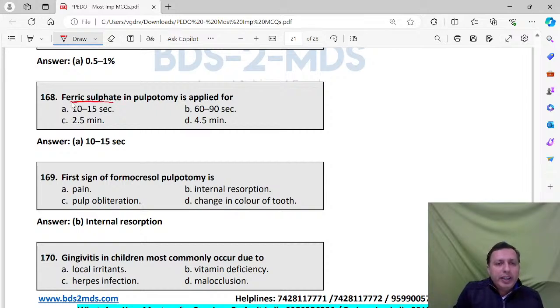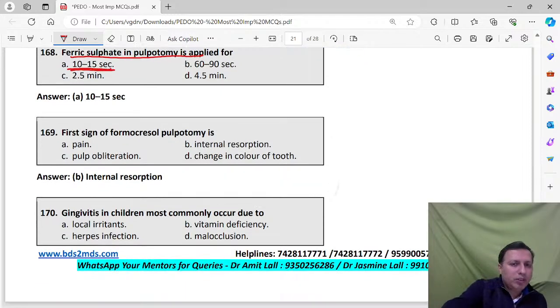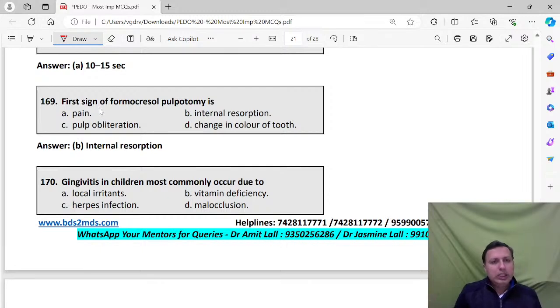Now, ferric sulfate in pulpotomy is applied for how many seconds? We have already discussed in the lecture. It is applied for a duration of 10 to 15 seconds. Now, the first sign of failure of formocresol pulpotomy is pain, internal resorption, pulp obliteration or change in the color of the tooth. What they are asking is the biggest disadvantage of pulpotomy, or the main failure that you will see in the case of pulpotomy, which is internal resorption.